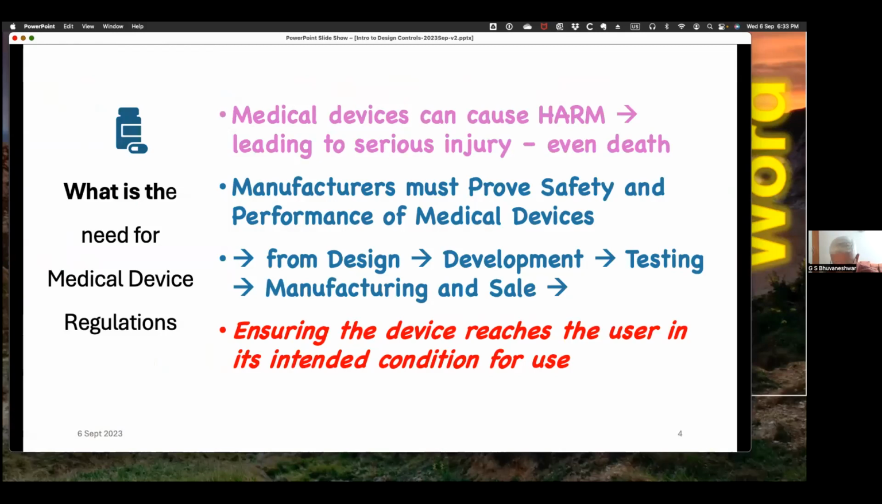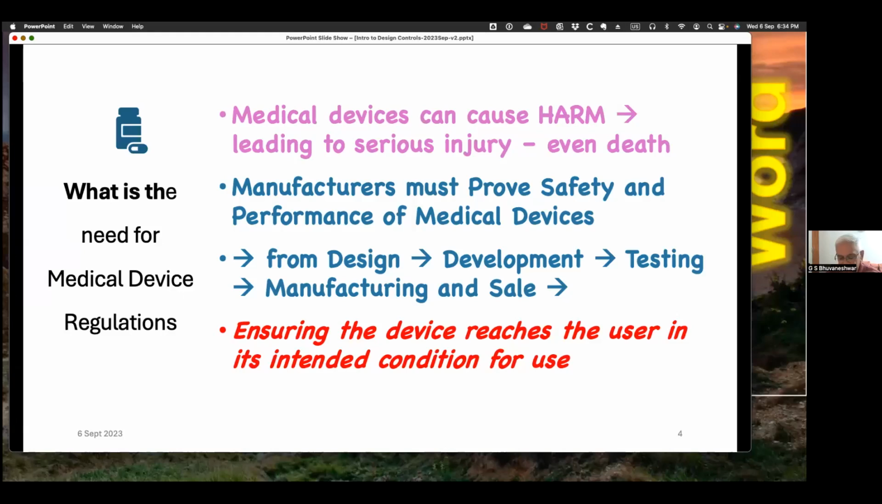And I think to answer that, we need to look at what is the need for medical device regulations. As many of you know, medical devices are a regulated product class, just like drugs and many other areas, maybe aircraft and so on. The main reason why medical devices are regulated is they can cause harm. Just like drugs, they can cause harm leading to serious injury, sometimes even death. So it's the responsibility of the manufacturers to prove the safety and performance of medical devices before they are placed on the market. I think this is the critical underlying requirement of all medical device regulations internationally.